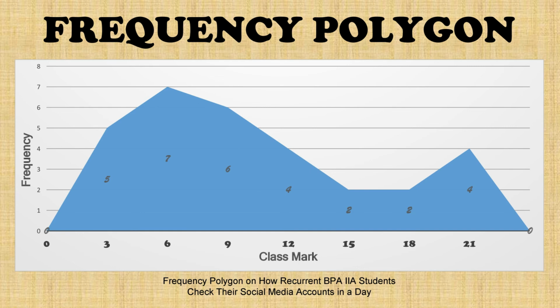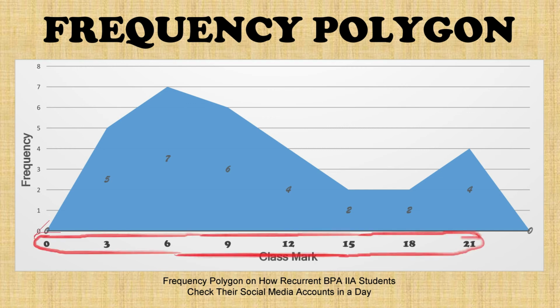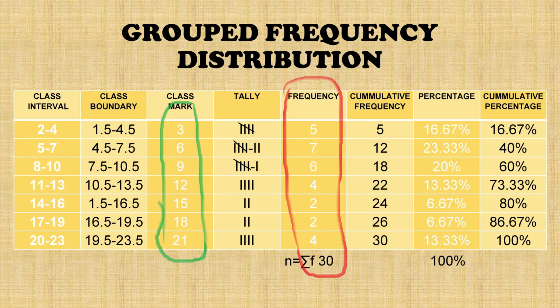Frequency polygons are graphical devices for understanding the shapes of distributions. In the given data presenting how frequent the BPA-2A students check their social media accounts in a day, we will use the class mark and the frequency that was shown previously in the table of the grouped frequency distribution.